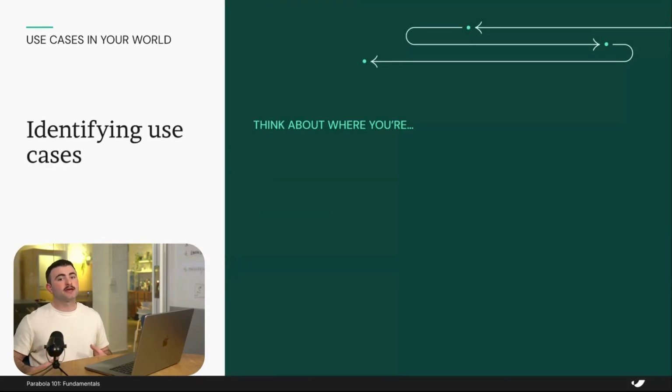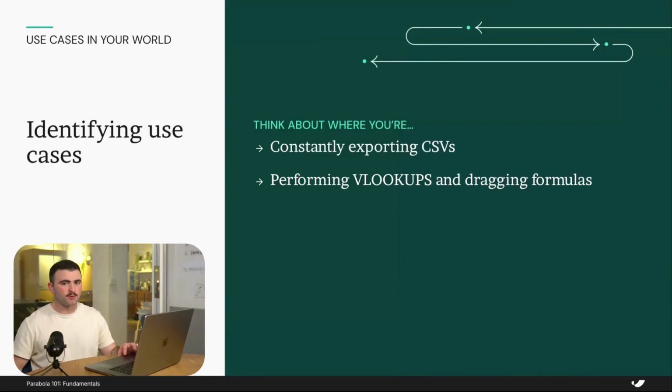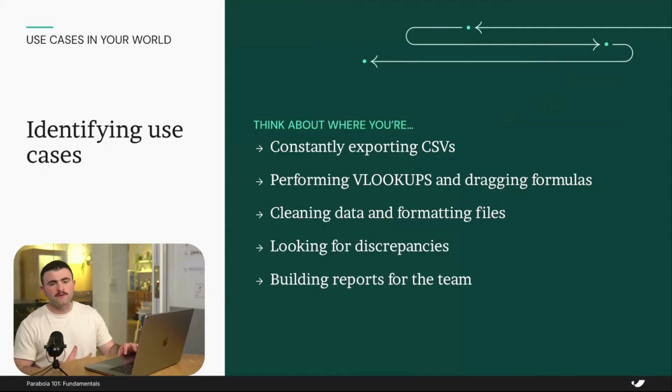Now that you understand the core characteristics of a good use case and you've seen some examples, let's take a moment to reflect on your own world. Think about the processes that you run where you're constantly exporting CSV files, performing VLOOKUPs, cleaning data, looking for discrepancies, and building reports. The goal isn't to build your whole list of use cases right now, but rather to think about those processes that feel really in line with the best Parabola use cases, which is ultimately going to make this whole course feel that much more relevant.